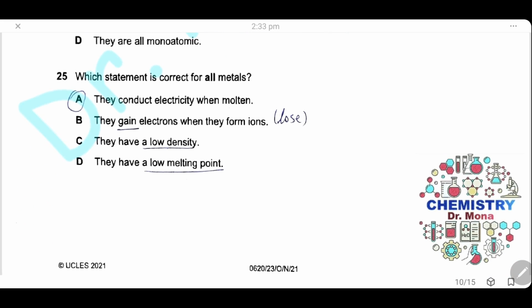Question 25. Which statement is correct for all metals? All metals conduct electricity when molten. This is of course the correct answer because all other answers are incorrect. They gain electrons, of course not. Metals lose electrons, and they have high density, not low density, and high melting point and not low melting point.